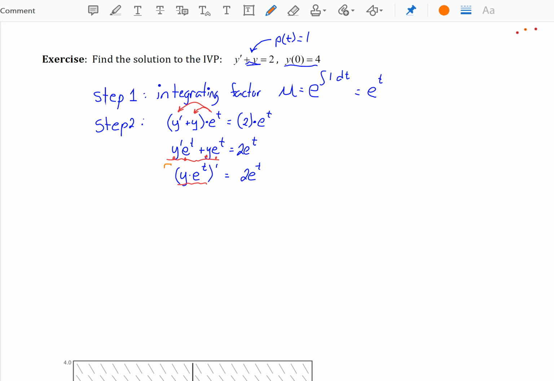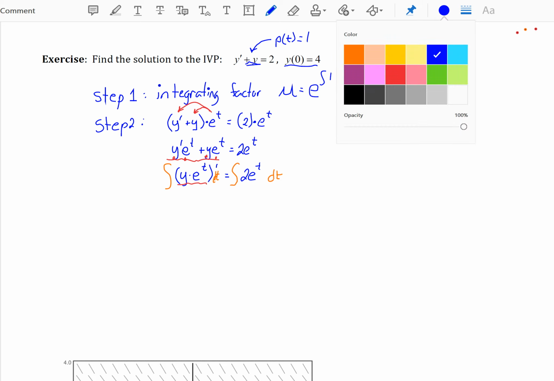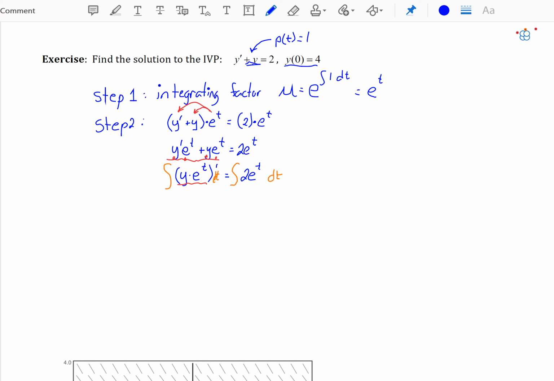Okay. We then integrate both sides with respect to t. We use the property that the integral of a derivative and the derivative cancel, and so we just get y e to the t on the left. On the right-hand side, the antiderivative of 2e to the t is 2e to the t plus your arbitrary constant c.